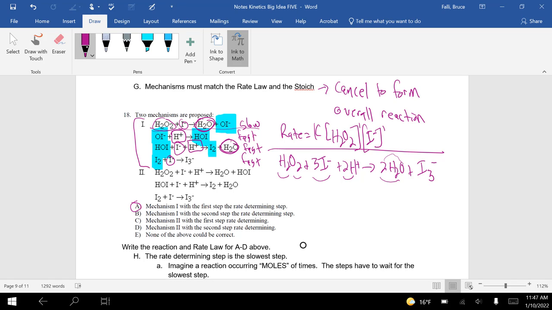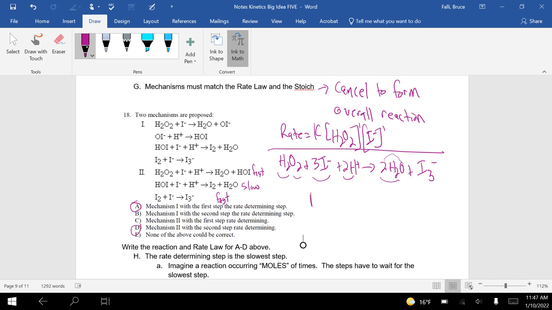So let's see one where we've got mechanism one with the second step rate determining. Now, I just want to point out the overall reaction will be the same. So I'm going to erase this. Actually, let's do mechanism two. Mechanism two with the second step being rate determining. So I'm going to write the word slow here, then fast and fast. And it would be written exactly like that, okay? So the rate determining step is the slowest step.